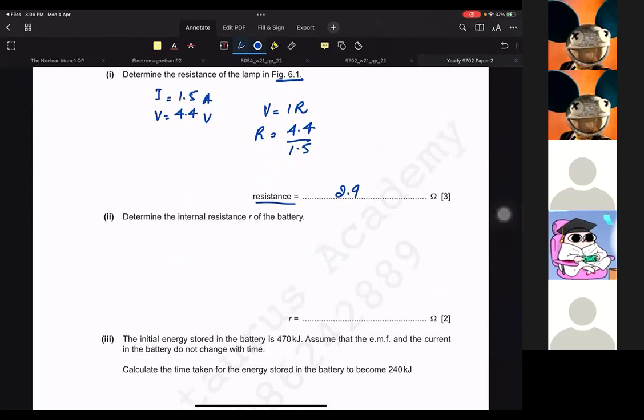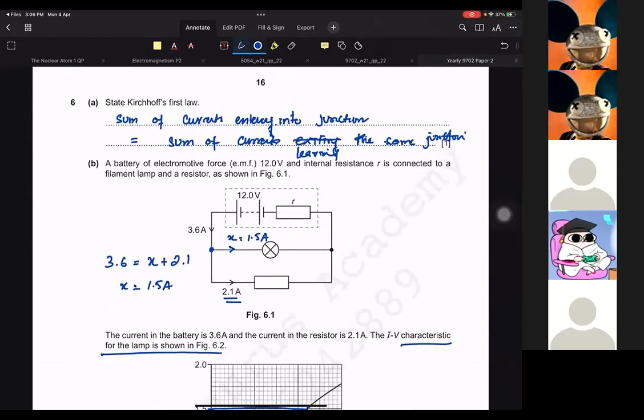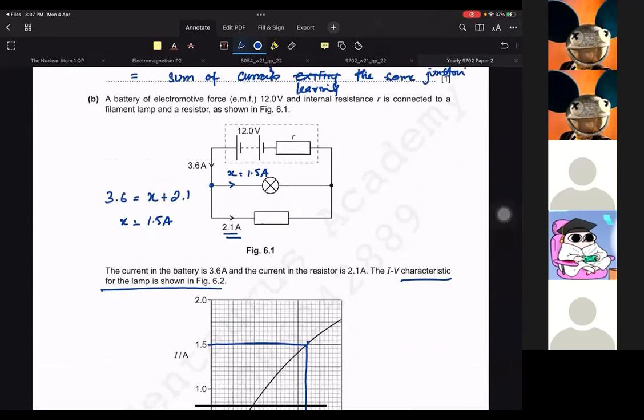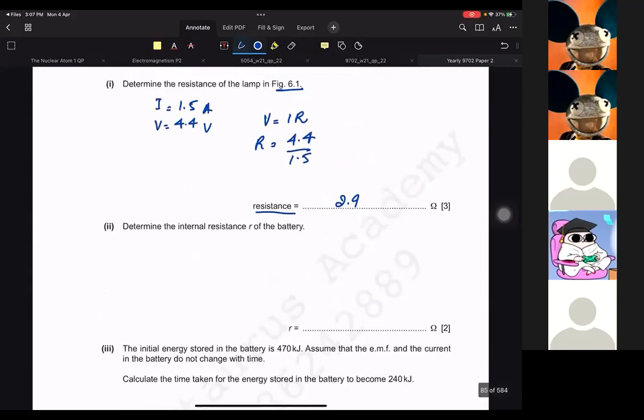Now, if internal resistance needs to be there, like you can see the graph. Right, tricky, huh? Now check this out. To find internal resistance, we know the equation is EMF equals I times load resistance, or IR, like this, right? Very simple. Now what you do, as you can see, this EMF is 12 right here.